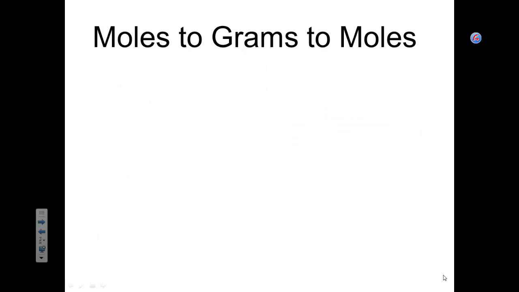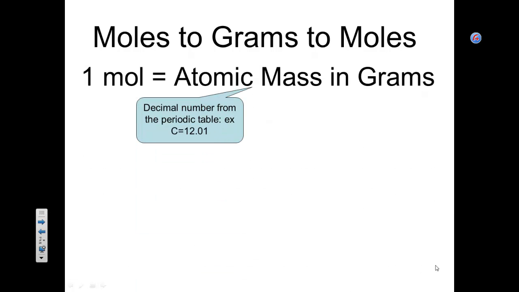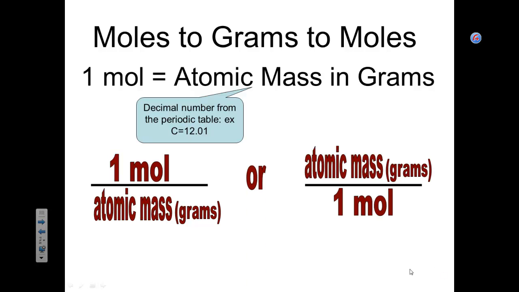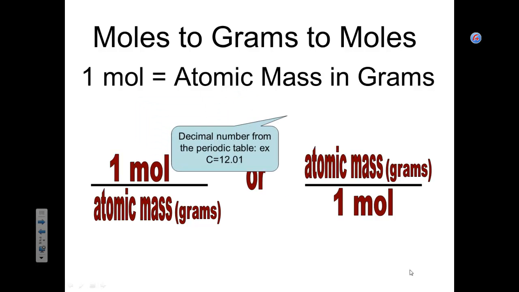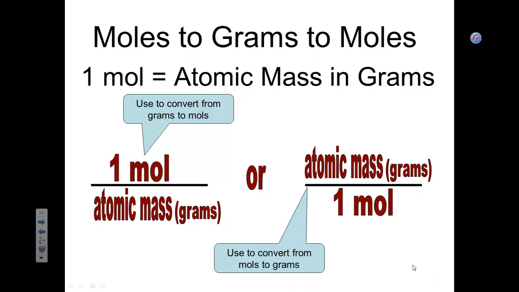Next, we're going to talk about converting from moles to grams or grams to moles. As you know, 1 mole is the atomic mass in grams, and that's that little decimal number you can find in the periodic table. That gives us a conversion factor of 1 mole over the atomic mass in grams, or the atomic mass in grams over 1 mole. We would use this first conversion factor to convert from grams to moles, or the second conversion factor would be used to convert from moles to grams.